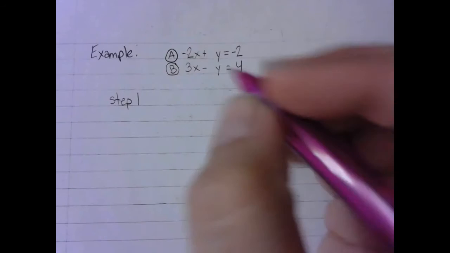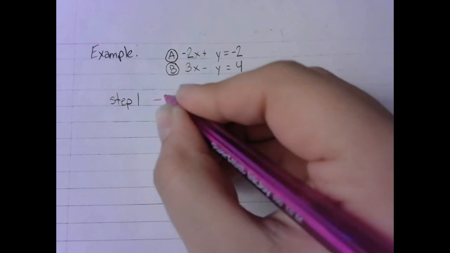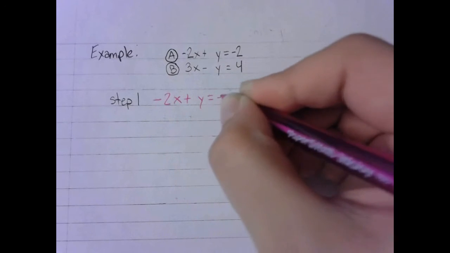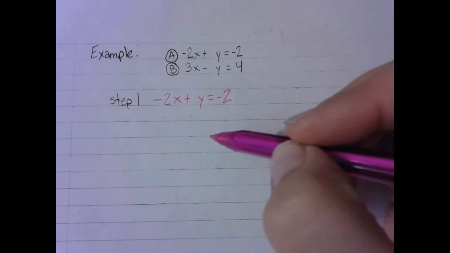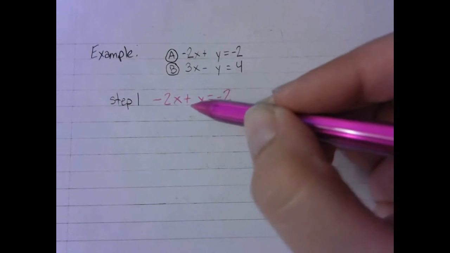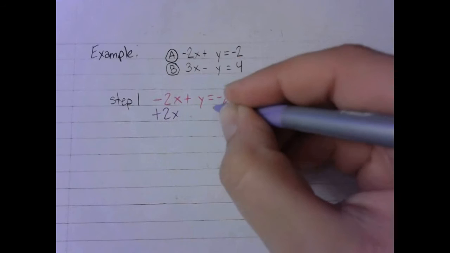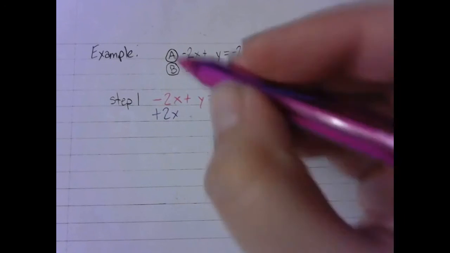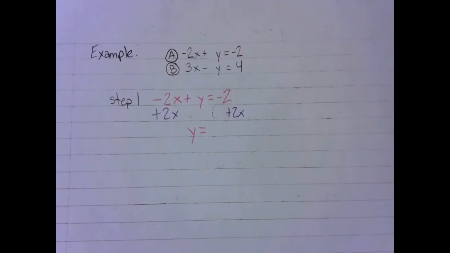So let's take equation A, which is negative 2x plus y equals negative 2. I need to solve for y. That means get y by itself. Well, notice we have negative 2x plus y, so we need to add 2x to both sides of the equation, I should say. Okay, on the left, negative 2x plus 2x, that's 0. We just have y. Fantastic, that was our goal.